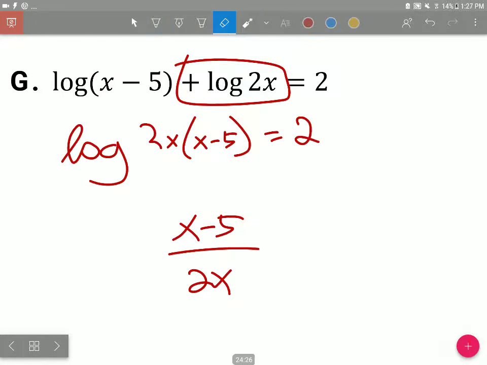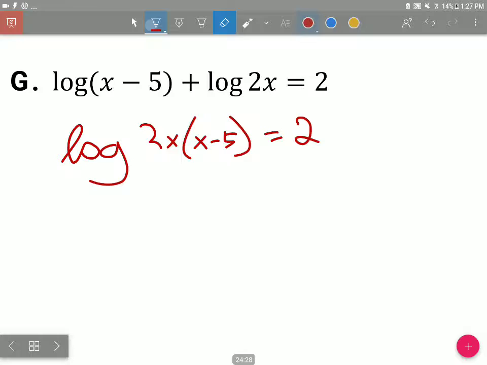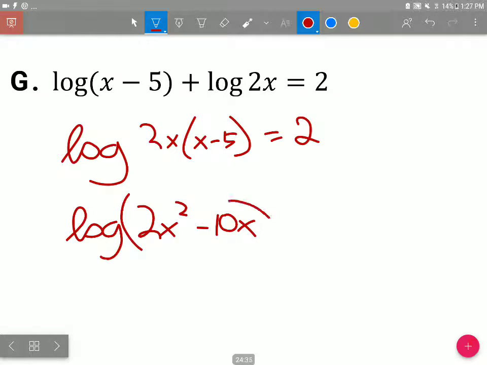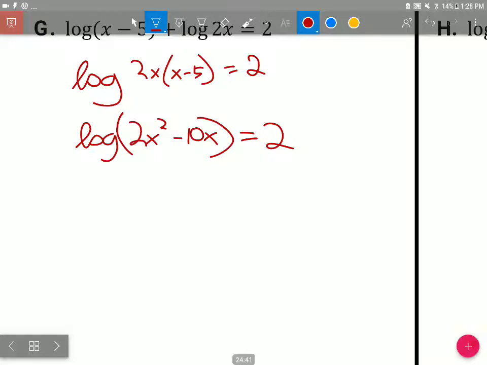All right. I'm going to go ahead and clean it up a little bit because we're going to have to deal with it that way. That's log of 2x squared minus 10x equals 2. Okay. Now I can popcorn out of it. What's your base in this case? It's 10. Good. So 10 squared equals all of that.